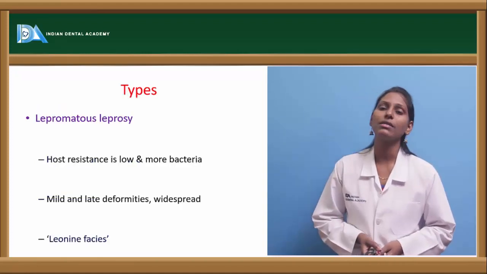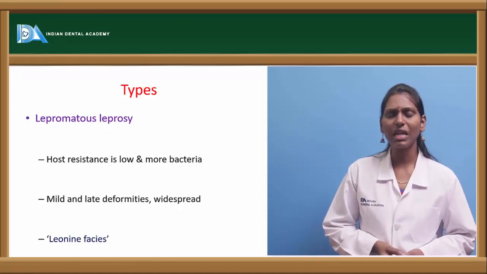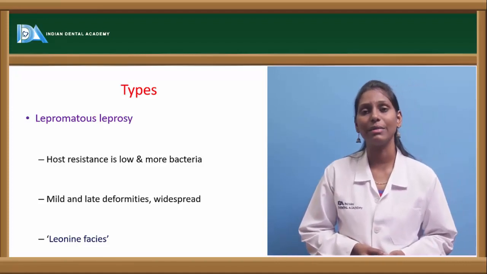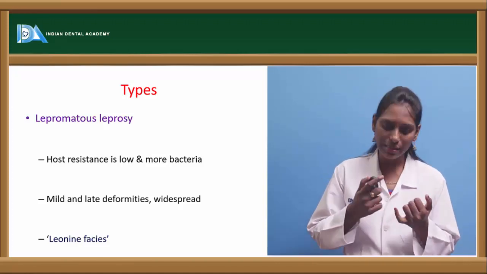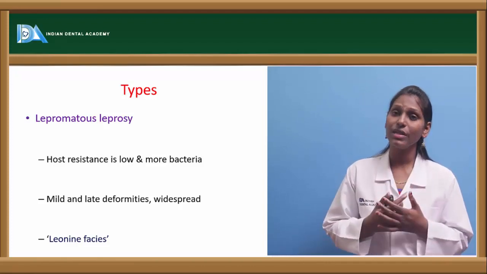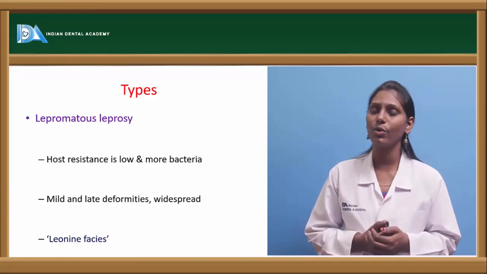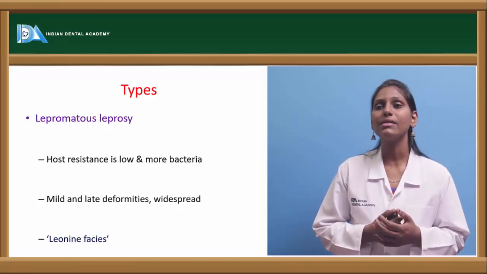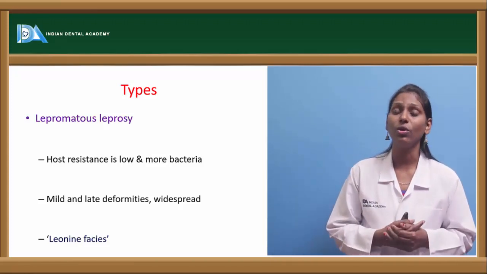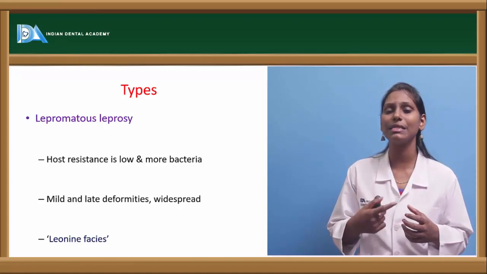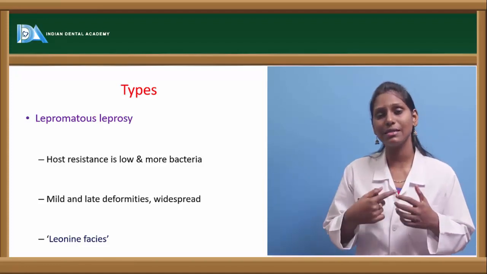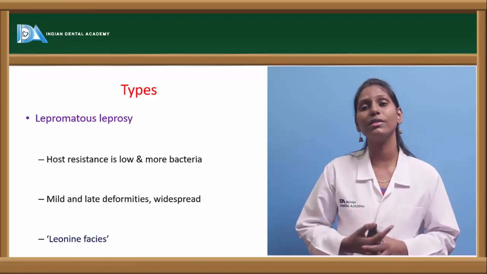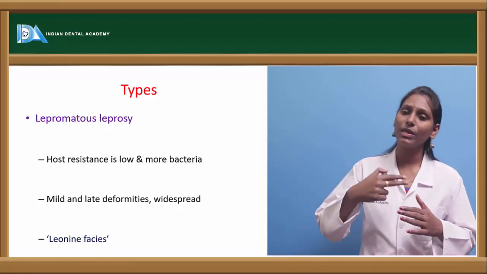We are talking about the lepromatous type. In lepromatous type of leprosy, what matters is the host response. Usually these clinical types are classified based upon the host response to this bacilli. In lepromatous type of leprosy, the host resistance is usually low and a larger amount of bacteria can be seen in these cases. Because the resistance is low, the immune reaction towards this bacilli is less.